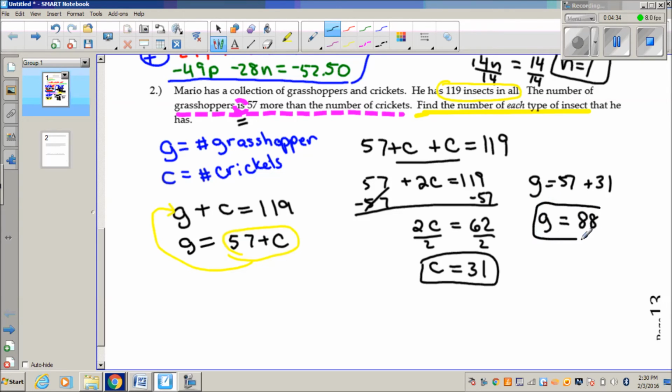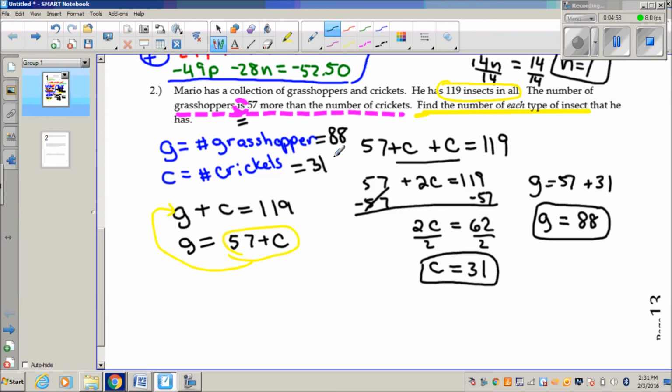And then even if I don't do a formal check, in my head, if I quickly add these, 8 and 1 is 9, 80 plus 30 is 110, so I get 119. So I think I've got a reasonable answer here. So he's got 88 grasshoppers. I like to go back and write it here so I know I've got both answers, and 31 crickets.